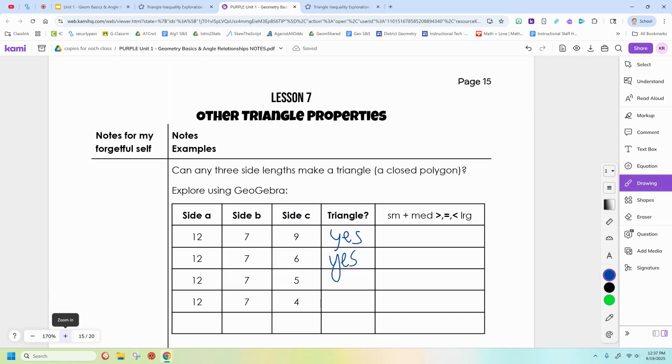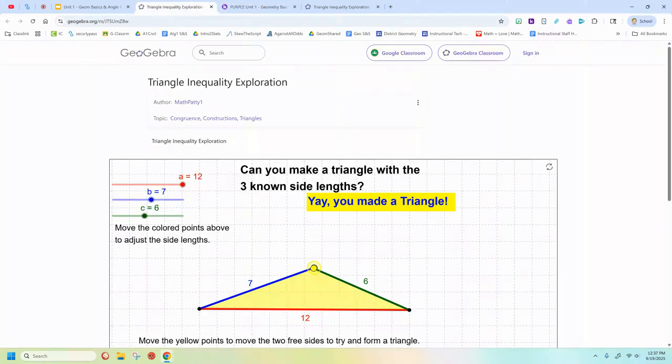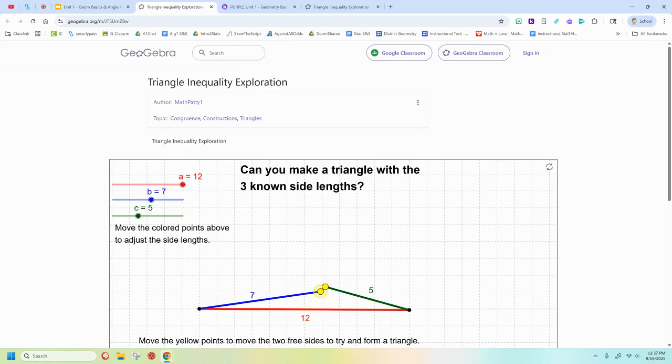So now we're going to try 12, 7, and 5. So I'm going to take this and try to move that C down to 5. Can I get those 2 things to meet up? Keep on going closer and closer. Do you guys think we can get them to meet up? No, it's going to work.